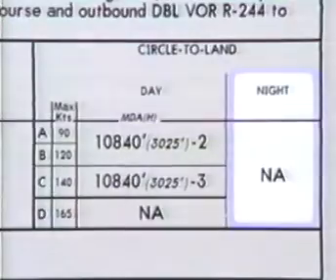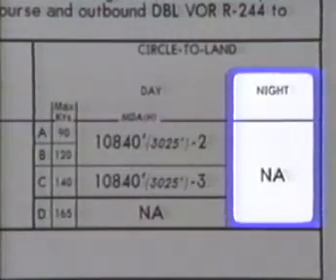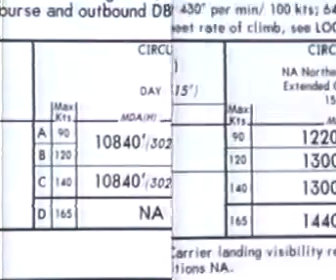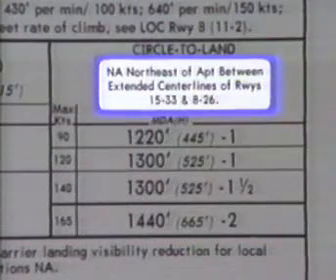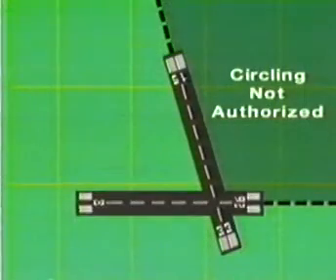Due to the additional maneuvering required for this type of approach, you may encounter some restrictions. In some cases, the procedure is not authorized at night. At other times, the circling maneuver might be prohibited in certain sectors. For example, here the maneuver is not authorized northeast of the airport between the extended center lines of runways 15, 33 and 8, 26. Checking for these restrictions is an important part of your pre-flight planning.